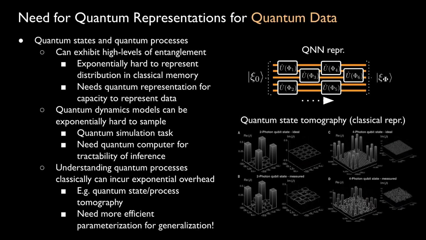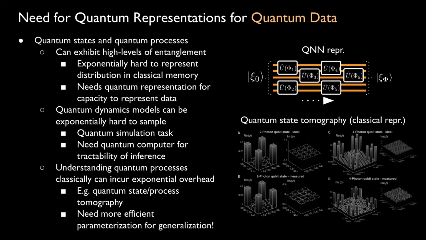So that's an example: if you had a model like that, and there's been Hamiltonian learning, and we have a slight variation on that in our work. If you have a model like that, then it has an advantage at the prediction step because you can't sample from it classically. And understanding quantum states, or parameterizing quantum states or quantum processes, could be exponentially hard.